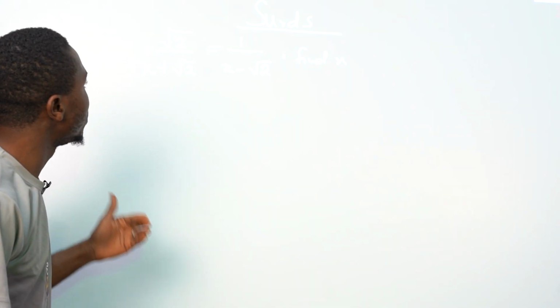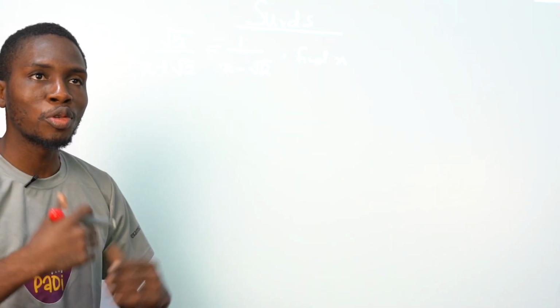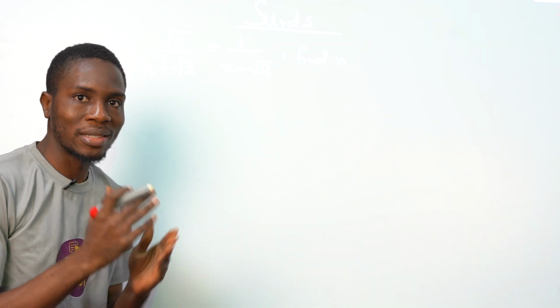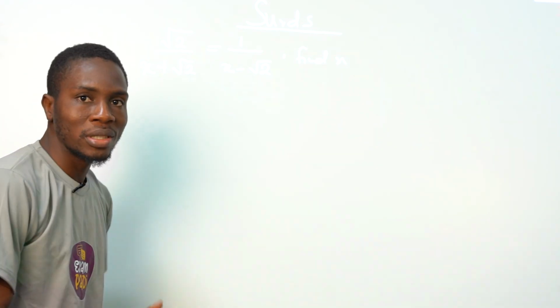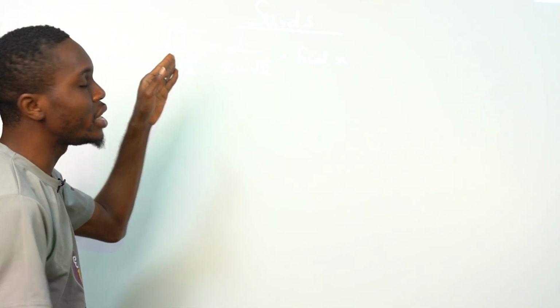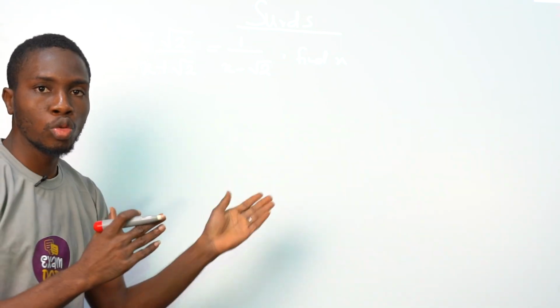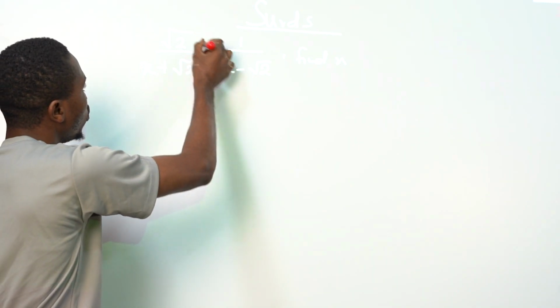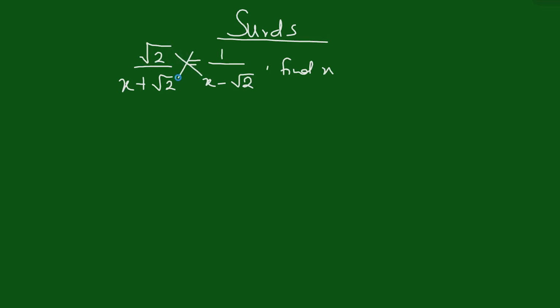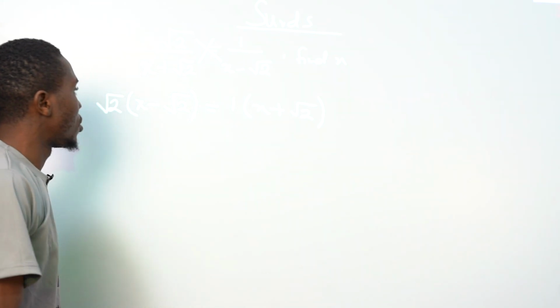Now, the first step we need to take here is to cross multiply. That's the best way to start solving this question because we have an equal sign in between the two entities. So we cross multiply. After cross multiplying, we have root 2, open bracket, x minus root 2, close bracket, equals 1, open bracket, x plus root 2, close bracket.